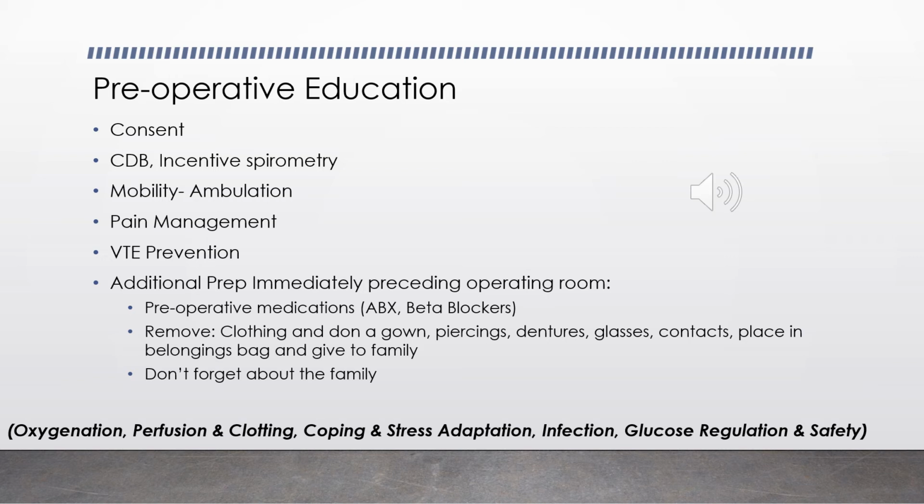Additional prep immediately preceding the operating room, preoperative medications. Typically, if somebody's on a beta blocker or a hypertensive med, they will take that before they go in because we don't want their blood pressure to go sky high once they get cut on. You will have the patient remove their clothes, get in a gown, make sure any piercings are removed, dentures, glasses, contacts, all taken out, put in a bag and given to the family.